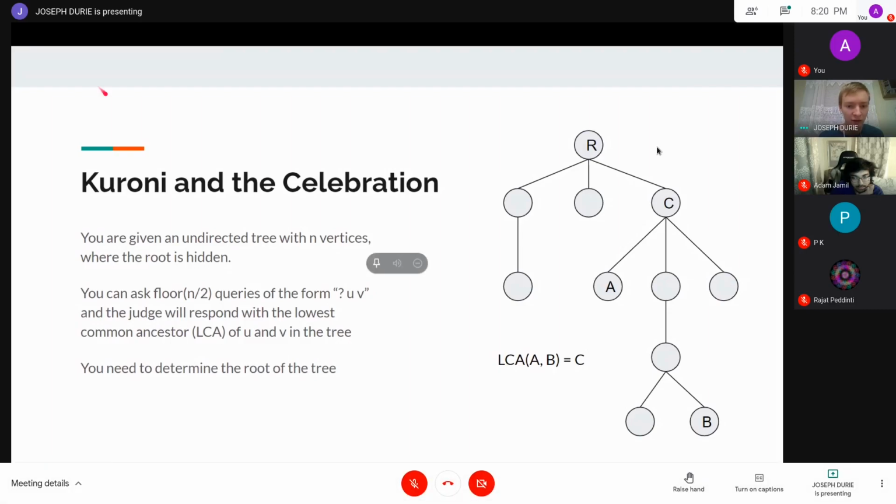So one hint for this problem is to think about the leaves of the tree, the vertices that are only connected to one other vertex. So like here in this one we have these 6 vertices.